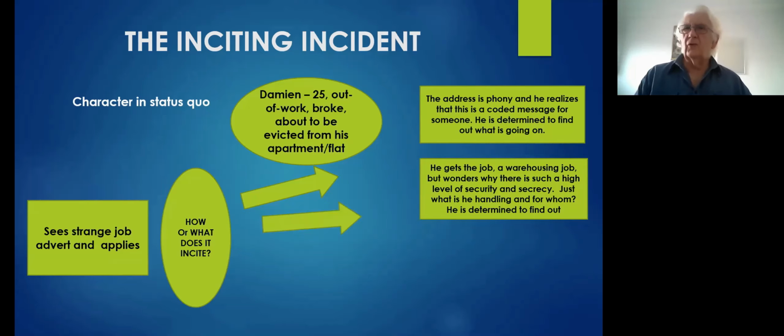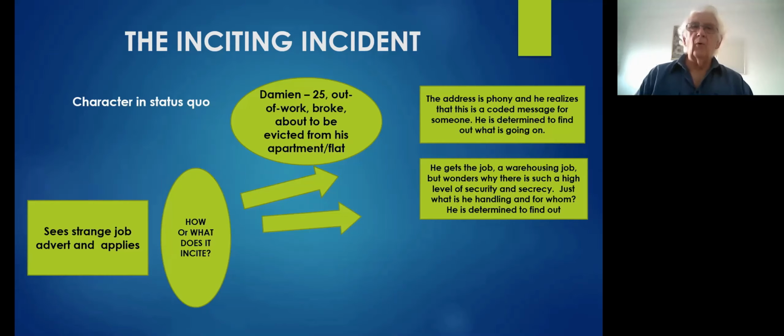So he gets this job. It's a warehousing job, well within his skills. But he starts to wonder why there's such a high level of security and secrecy about the work he's doing. Just what is he handling and for whom? Inciting incident. He is determined. So you can see he could be treading a pathway that changes his life forever, maybe even puts his life under threat. Then we have an inciting incident, don't we?